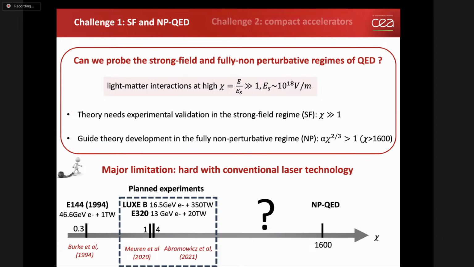And the question is, how do we access this range of chi parameters? So this I will discuss in my presentation. This is the first challenge.